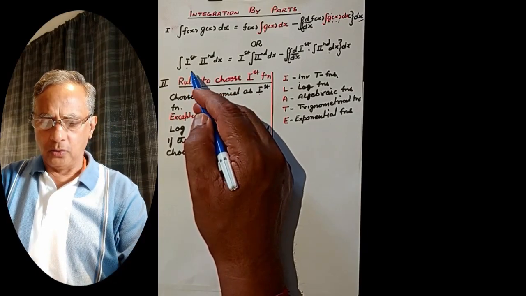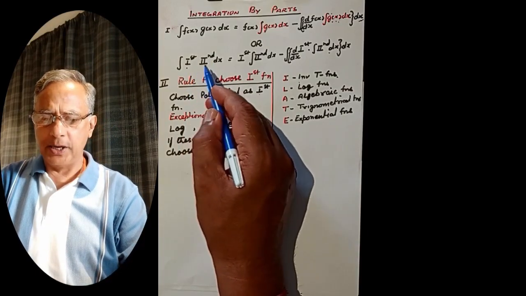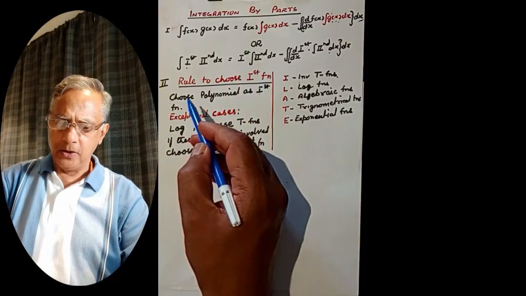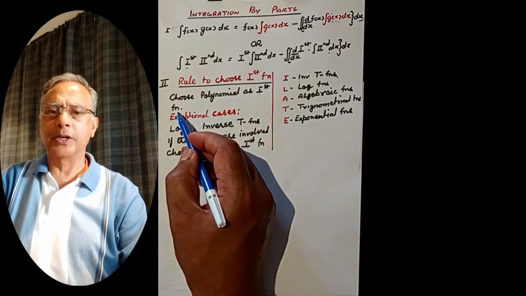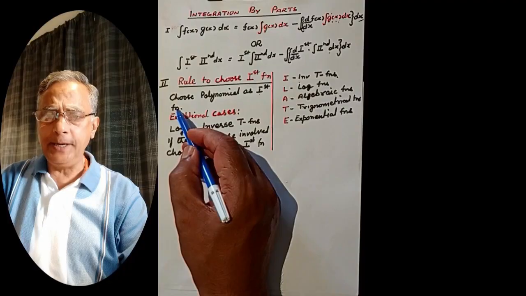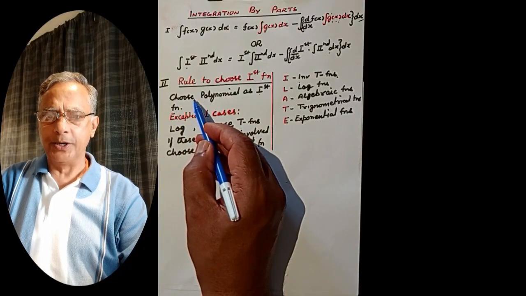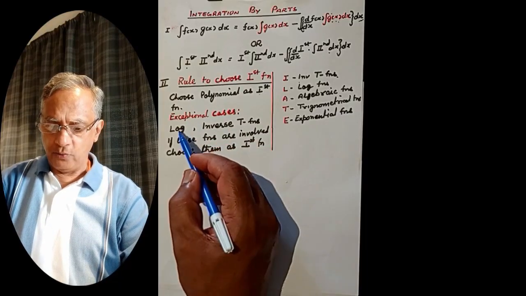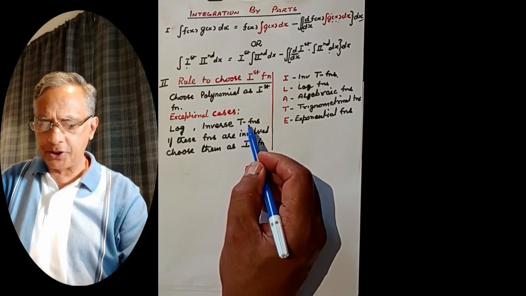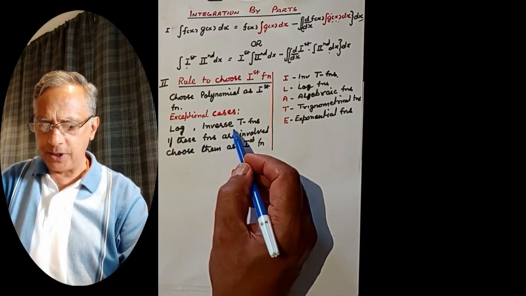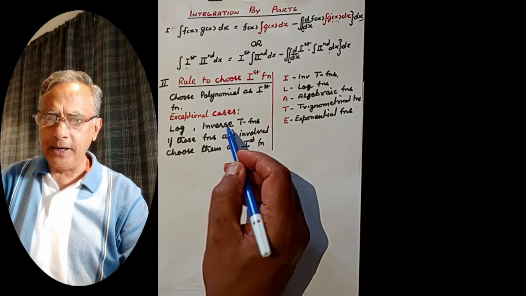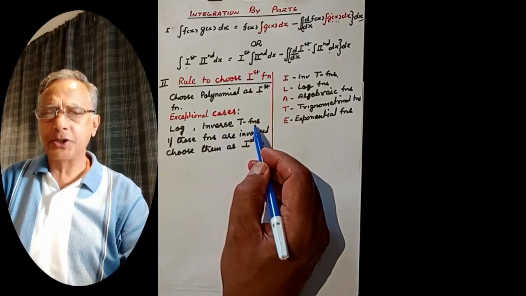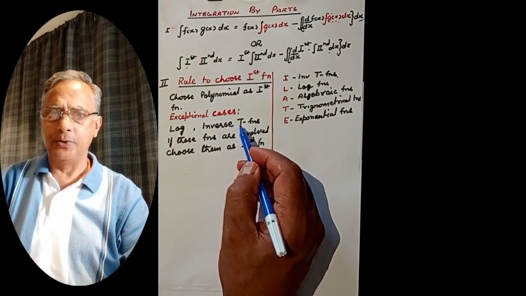Now, what is the rule to choose first and second functions? The rule to choose first function is: choose polynomial as first function. We will always choose polynomial as first function, with the exception that whenever log or inverse trigonometrical functions are involved, we will take these functions as first function. Even if polynomial is involved, we will choose log or inverse trigonometrical functions as first functions.